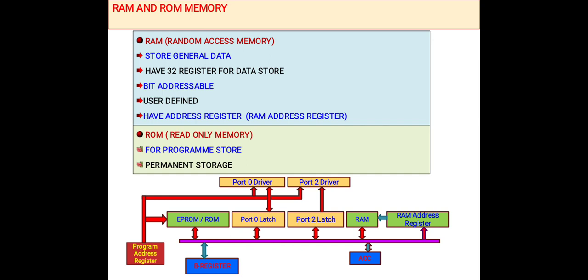RAM and ROM memory. RAM is the random access memory. It stores the general data, that means it is used for temporary storage. It has 32 registers for data to store. Its bit is addressable, user defined, and has an address register, called the RAM address register, shown in block. We can read or write the data into the RAM memory.